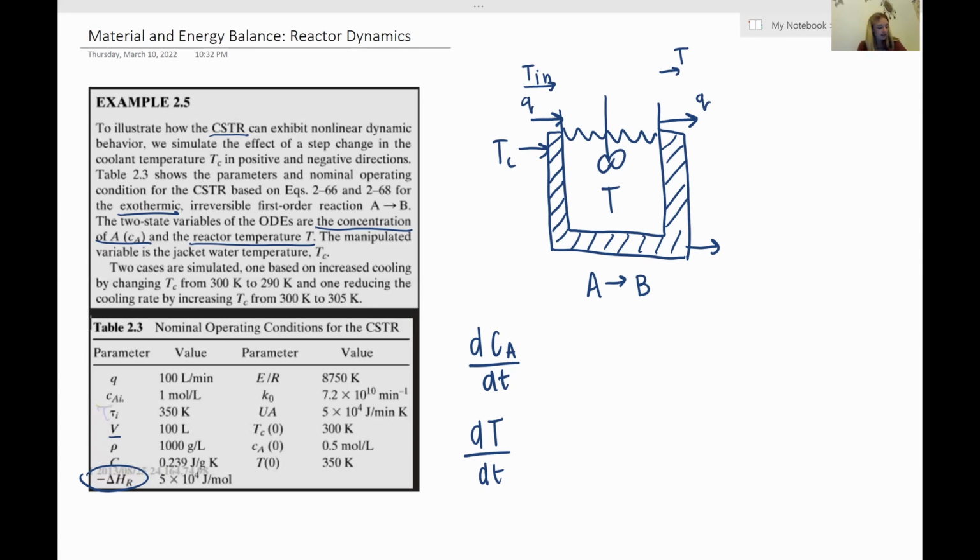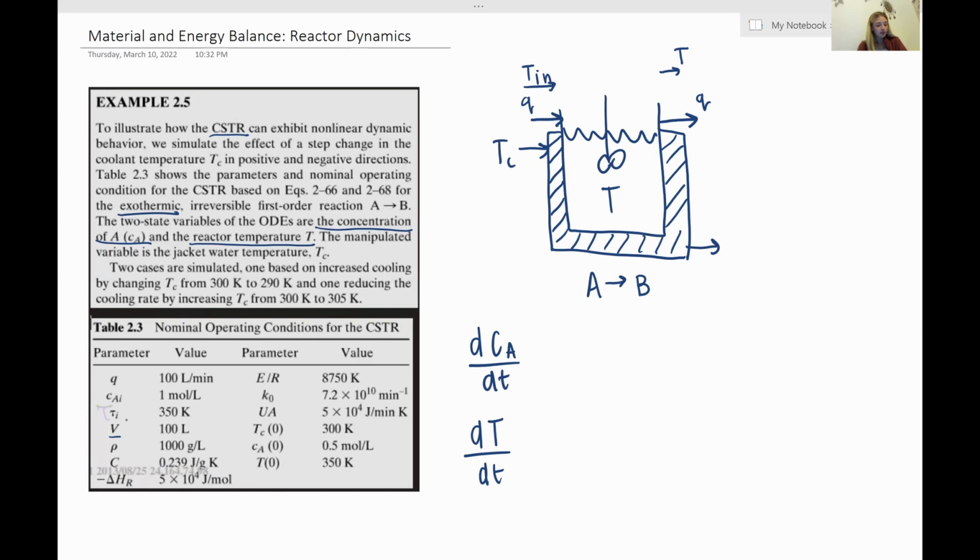And assuming that the concentration of A coming in isn't going to affect the density inside our tank. This C down here, if we look at our units, is joules per gram Kelvin, so that sounds like heat capacity. Since we're only given one, we're just going to assume that it's the same for all components. And then our negative delta HR is exothermic.